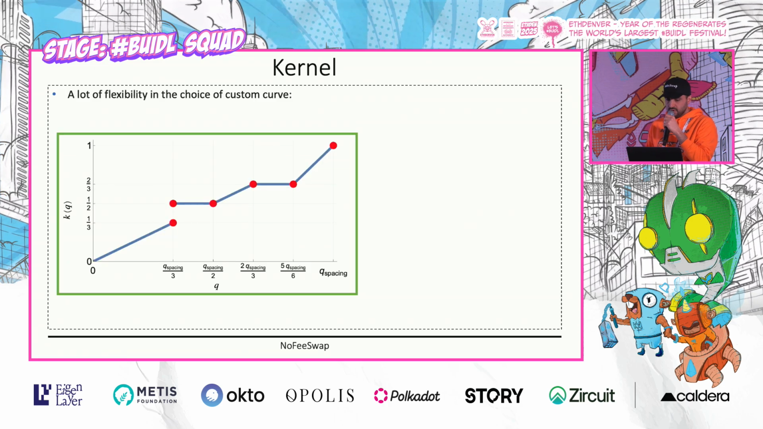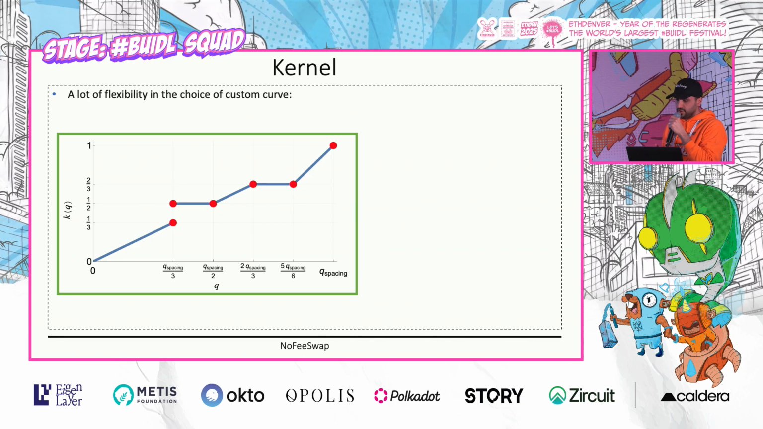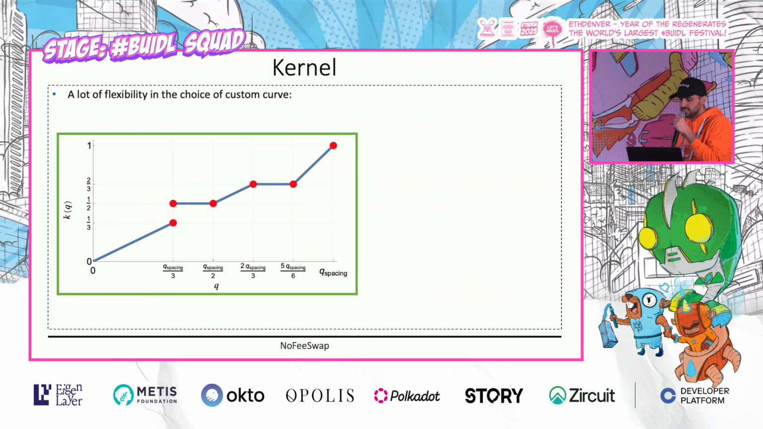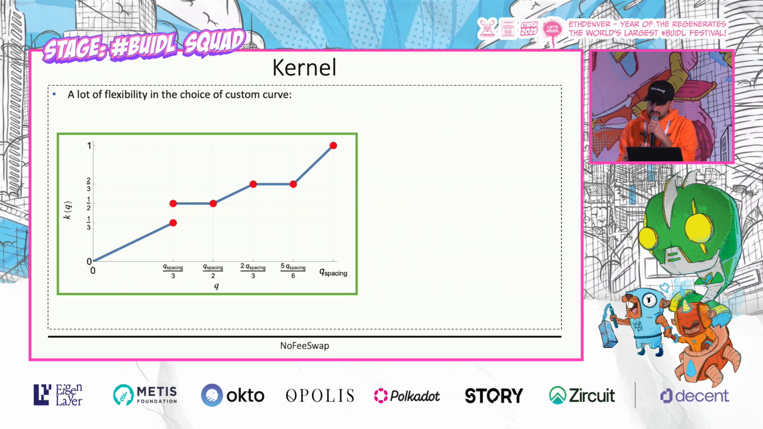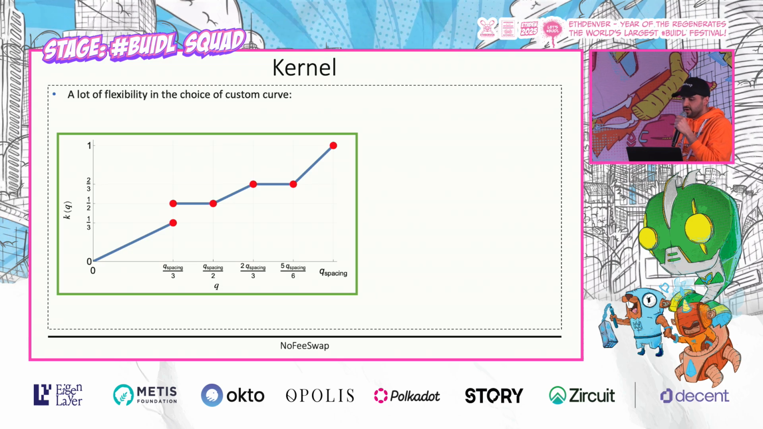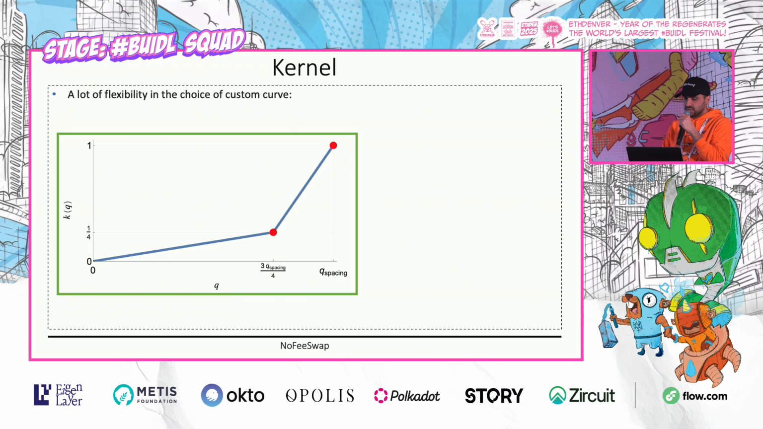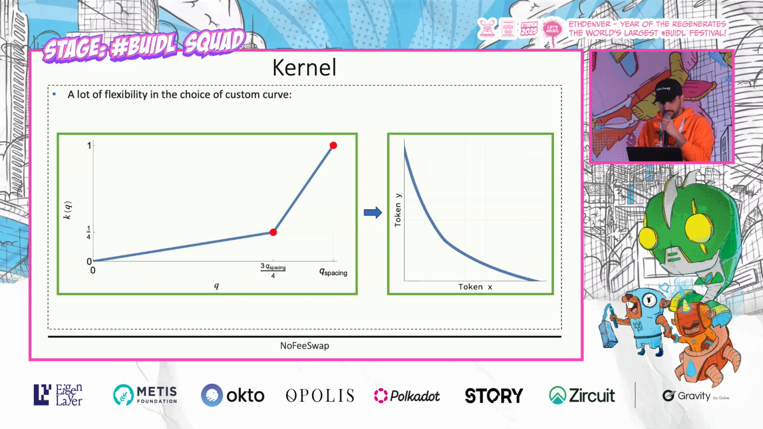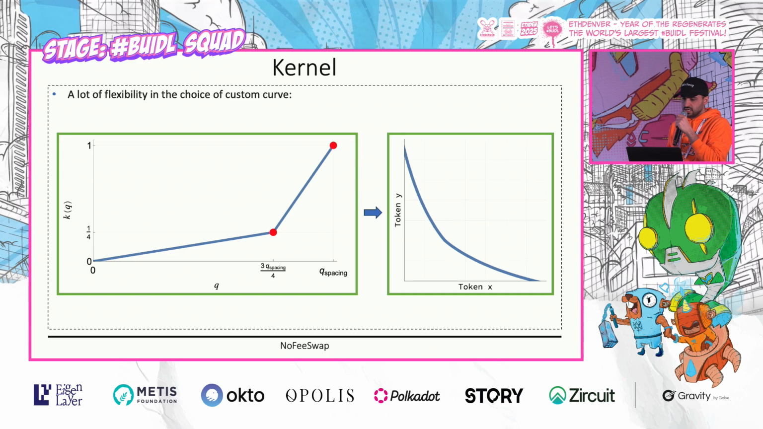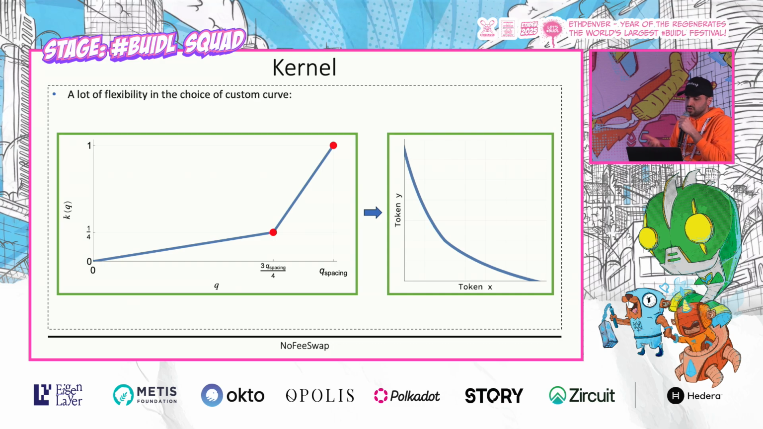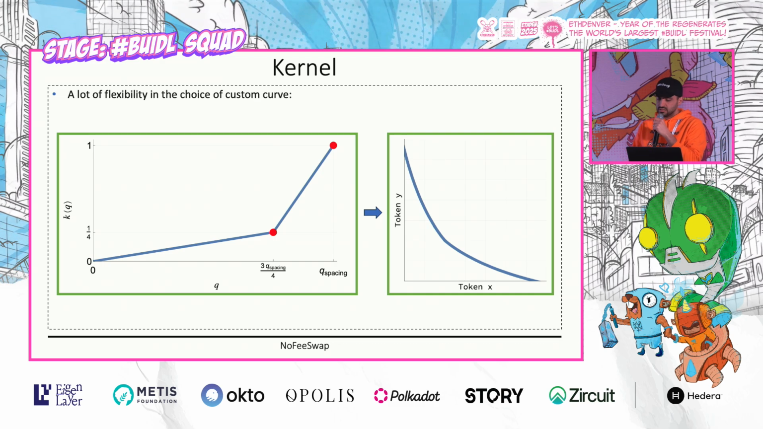In NoFeeSwap, pools can adopt a kernel function which determines how aggressively they want to charge slippage at each price point. It can be as sci-fi as you want, like this figure. Or it can be something simple. Based on the given kernel functions, your curves are then constructed on top of each other according to a set of formulas.